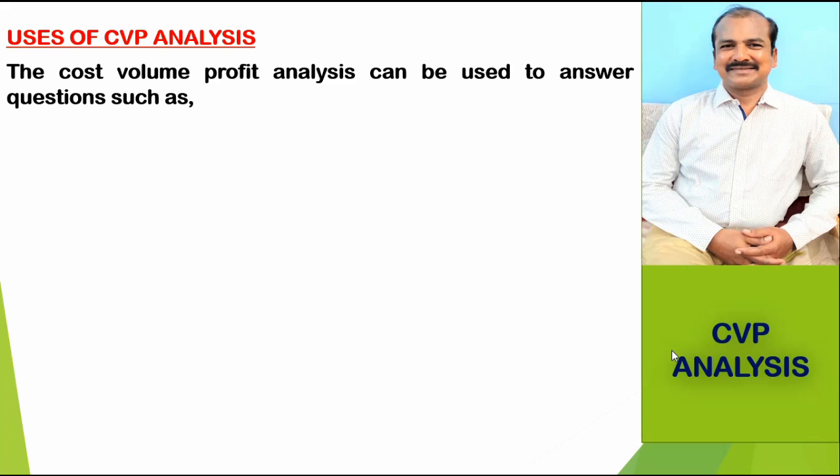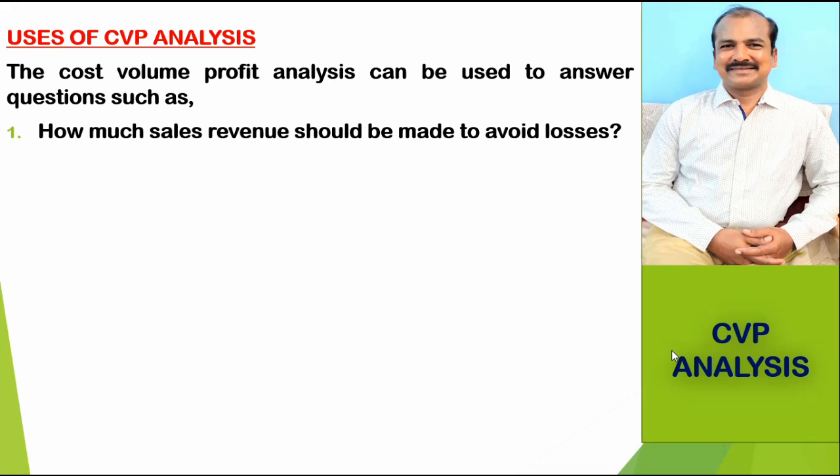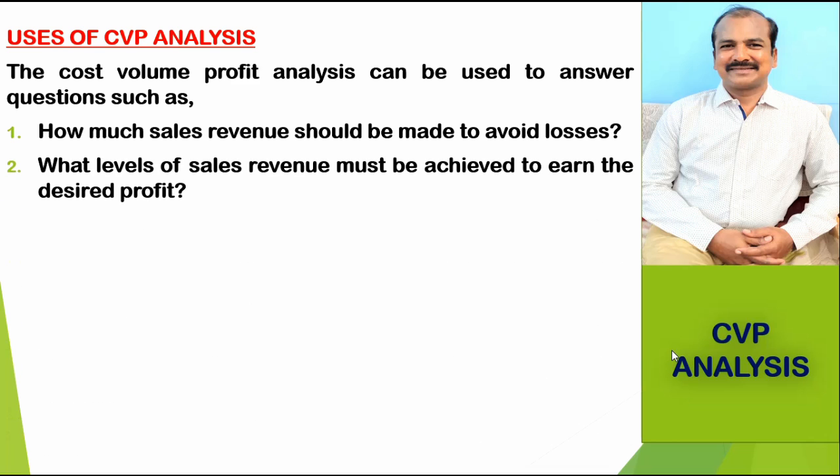The cost volume profit analysis can be used to answer questions such as how much sales revenue should be made to avoid losses. This could be very well computed by people who are in charge of management accounting, that is, how many units of a given product at a given selling price are to be sold in order to avoid loss by the business enterprise. Number two, what levels of sales revenue must be achieved to earn the desired profit.